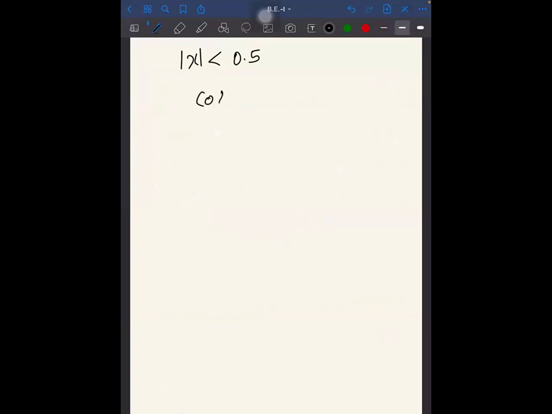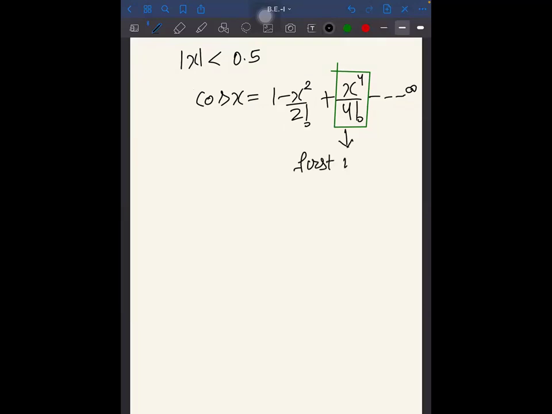See, cos x is 1 minus x square by 2 factorial plus x4 by 4 factorial minus and so on up to infinity. So can you tell me, this is your first unused term, right? Okay, so this is the first unused term. So now the error has to come from this. Error will always be less than or equal to mod x4 by 4 factorial.